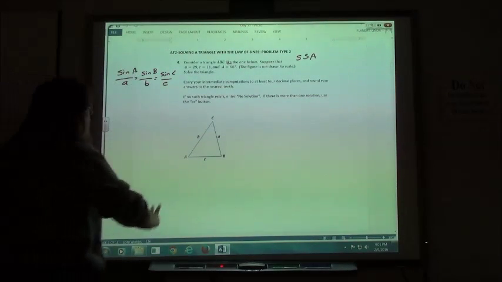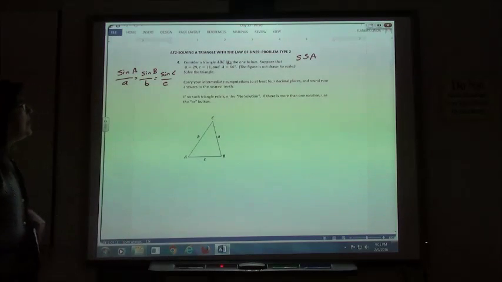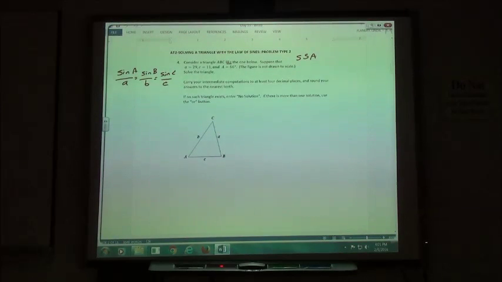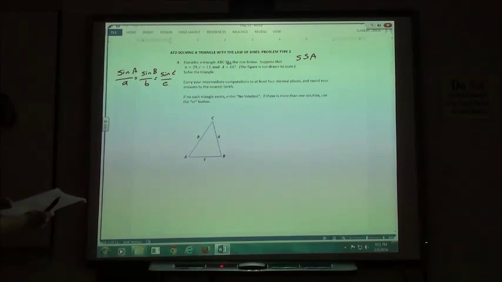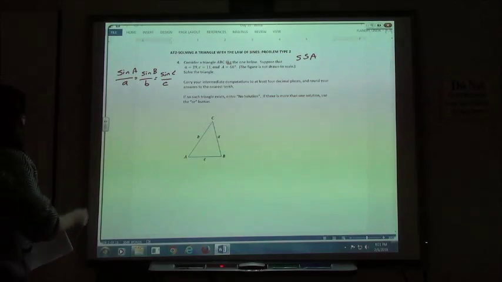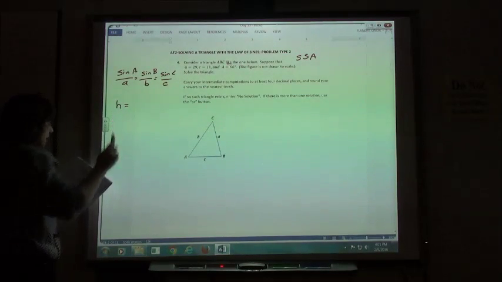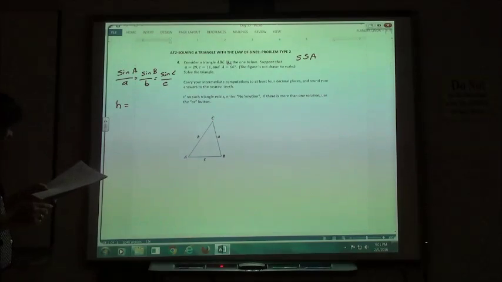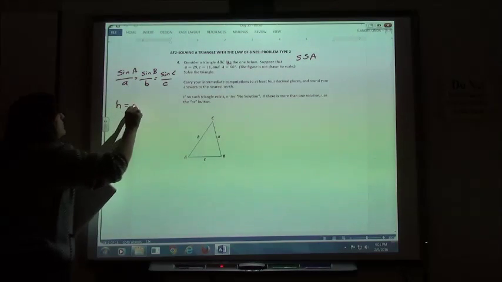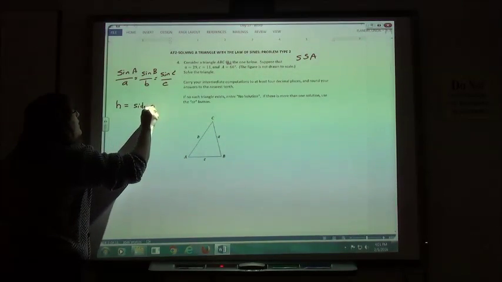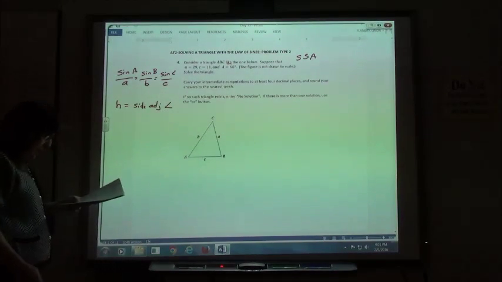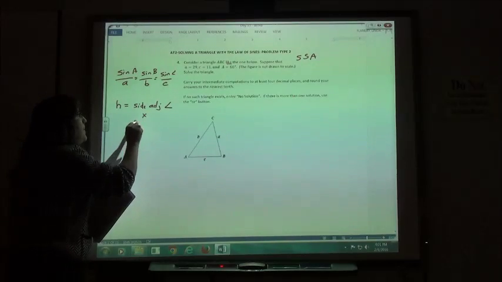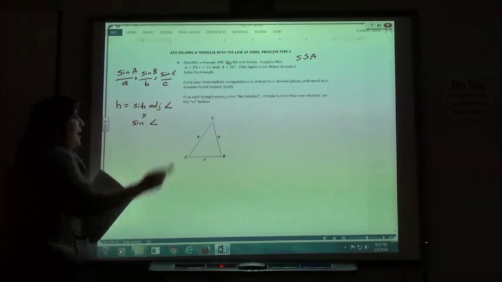So before I go about doing all my solving, we need a few notes about how do I figure out, do I have one triangle, no triangles, or two triangles? So, first thing they're going to have you do is find what they call H. H is equal to the side adjacent to the angle, which is next to the angle, times the sine of your angle.